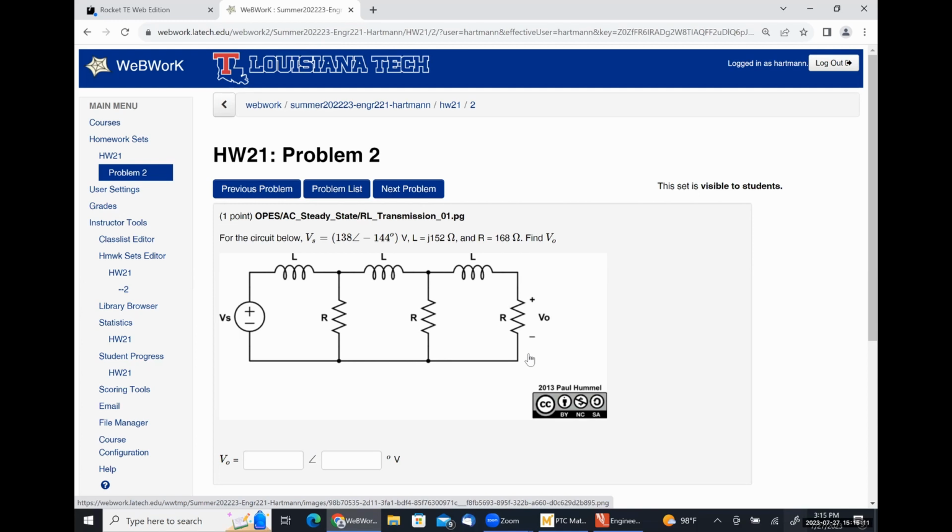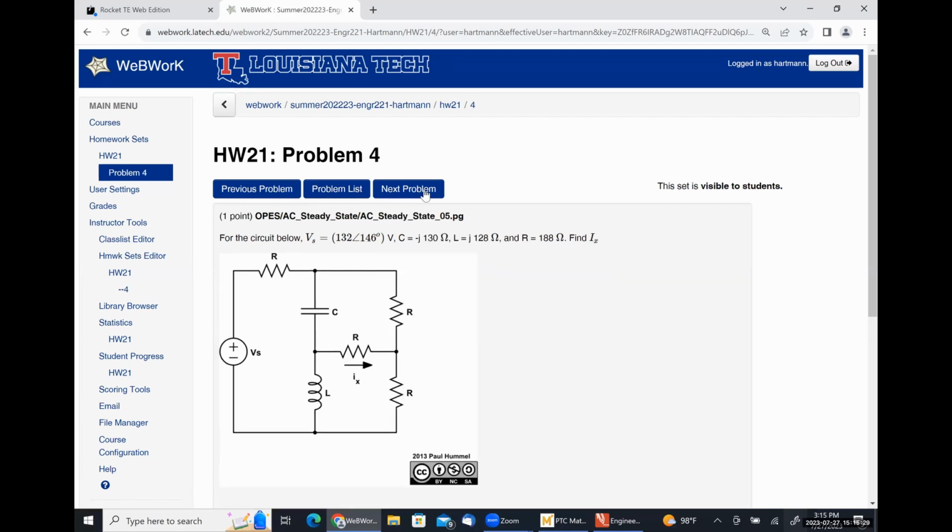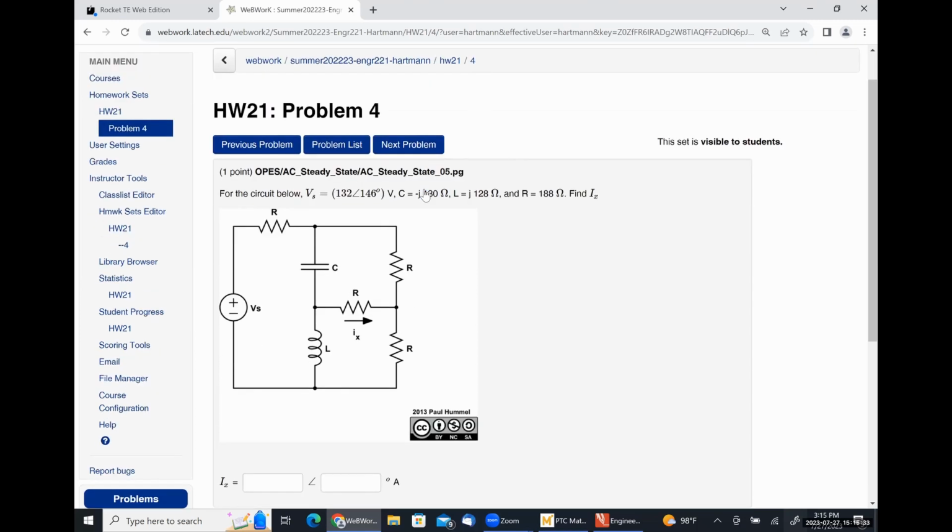Very tedious, whereas if you were to use nodal analysis, it would be much more straightforward, but you would need a computer to solve it. Problem 2 is literally the exact same thing, except all of the inductances have been replaced with capacitances. Excuse me, problem 4. Here we're at problem 4.